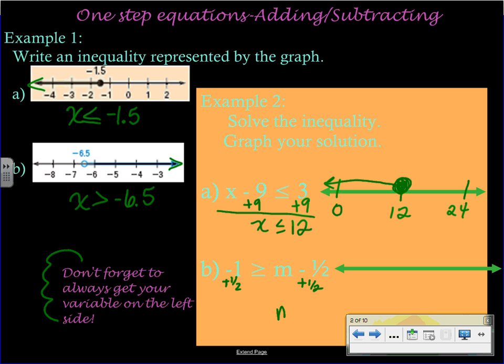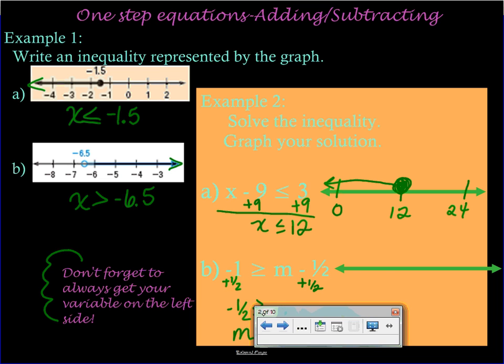So now I'm left with m on the right-hand side, still greater than or equal to. Just write that down here again. I'm at negative 1, I'm going to add 1/2 to it. So now I'm at negative 1/2. Before we graph this, we have to make sure that the variable is on the left-hand side. So I'm just going to flip-flop these really quick. But when I do that, I must switch this sign too. So it's actually m is less than or equal to negative 1/2.